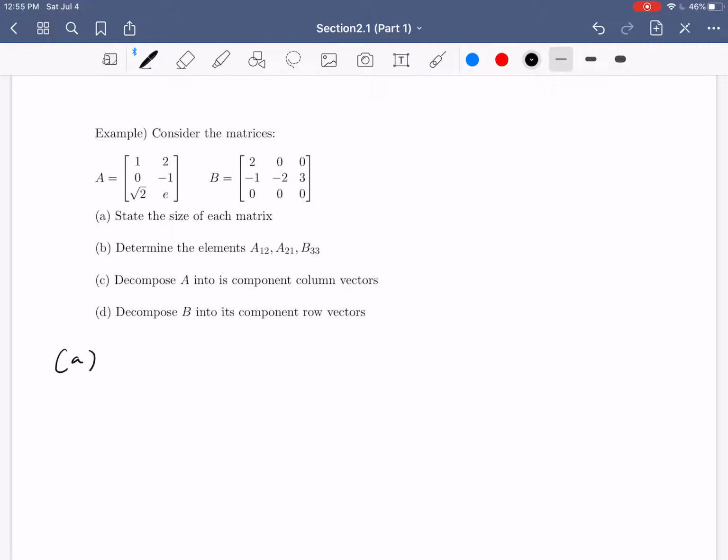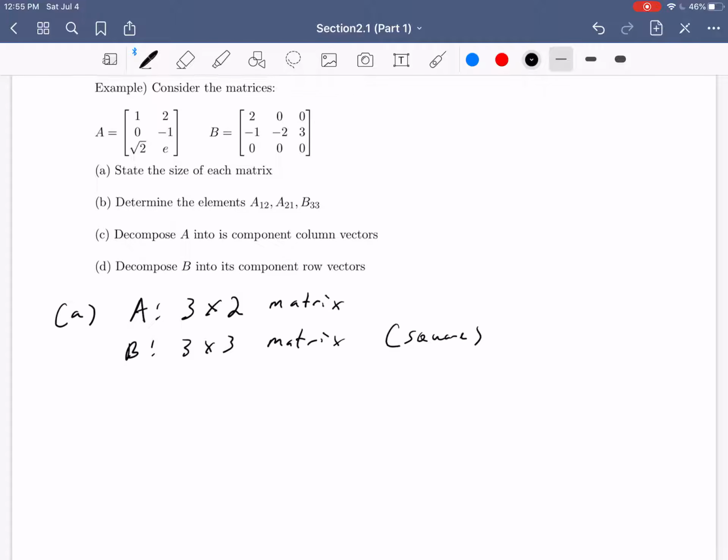For matrix A, of course, it has 3 rows and 2 columns. So matrix A is a 3 by 2 matrix. And matrix B has 3 rows and 3 columns, so it's a 3 by 3 matrix. That means matrix B would be considered a square matrix.